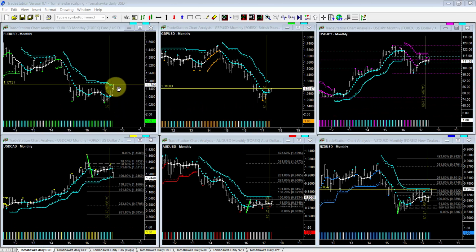Okay, in all these charts you can see the US dollar has plenty of room for further weakness, and we shouldn't discount this currency weakening a lot further.